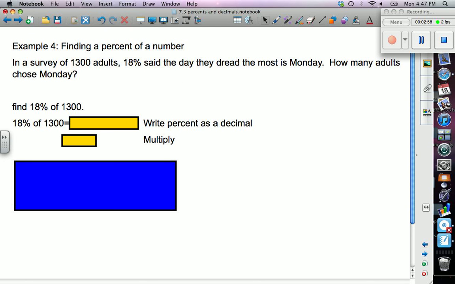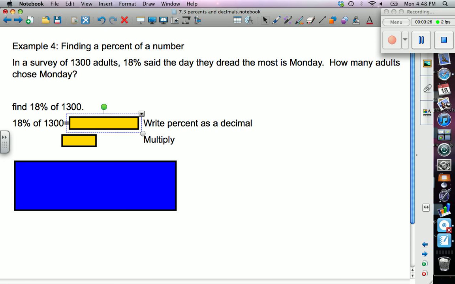And lastly, for example 4, is finding a percent of a number. So let's do a word problem. In a survey of 1,300 adults, 18% said that the day that they dread the most is Monday. How many adults chose Monday in this survey? So basically, we need to find 18% of 1,300.